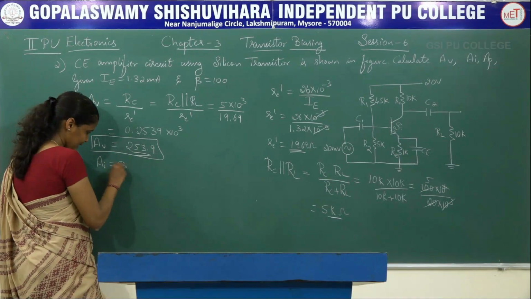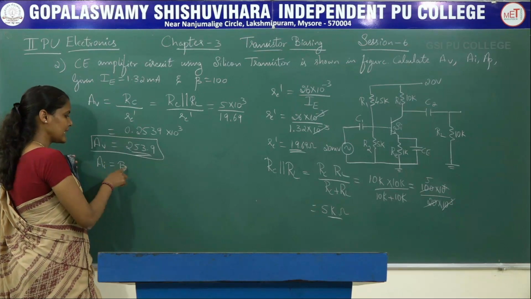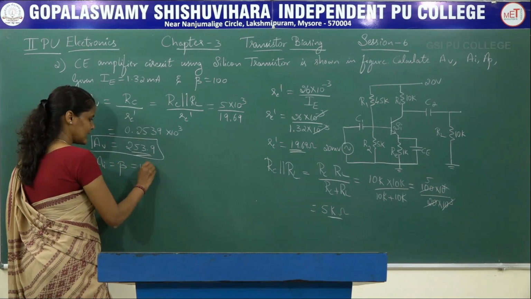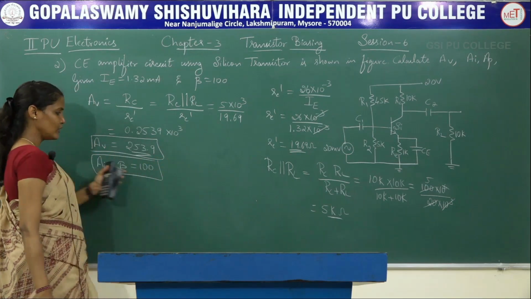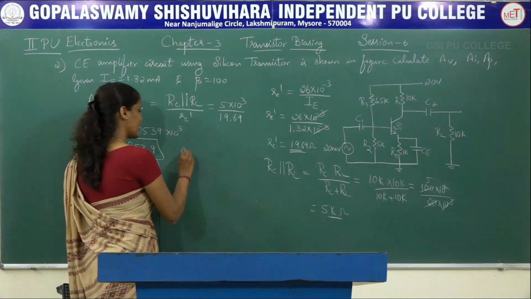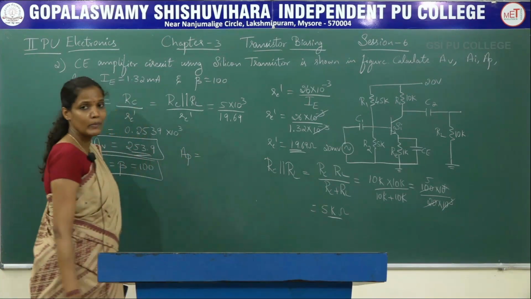Coming to the current gain, that is AI. The AI formula is beta itself. The current gain will be equal to beta. So the beta value is given, let me substitute that, and the AI value is equal to 100. So we have AV and AI. Now let us find out this AP, that is the power gain.